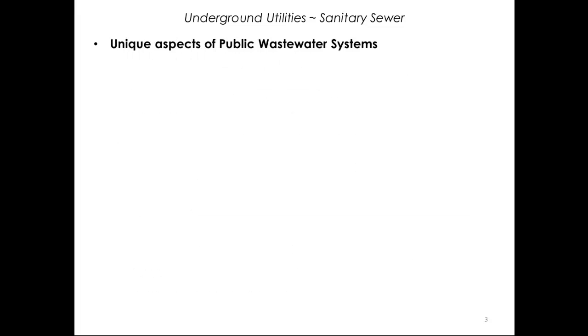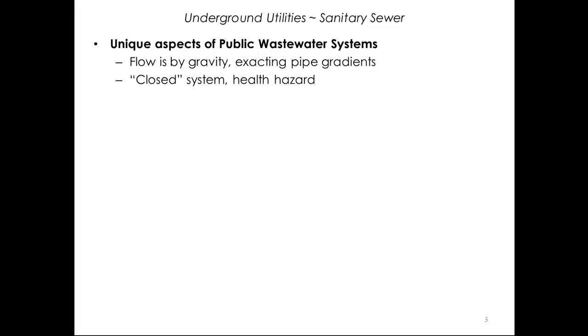Let's consider some of the things that are unique about public water collection systems. You are probably aware of the first aspect. That is that the flow of raw wastewater all the way to the treatment plant is by gravity. This means that the pipelines must be installed at an exacting gradient to ensure continuous and uninterrupted flow. Secondly, because of the nature of untreated wastewater, the system is closed from the moment the wastewater enters the fixture until it reaches the treatment plant.